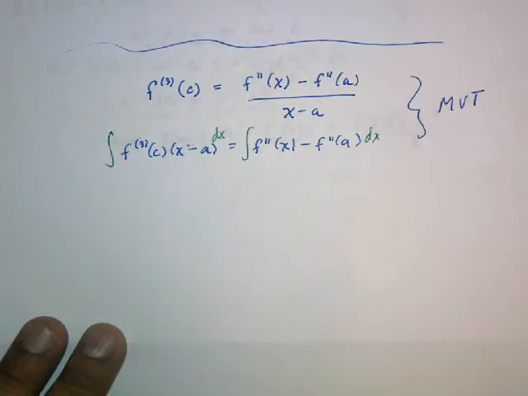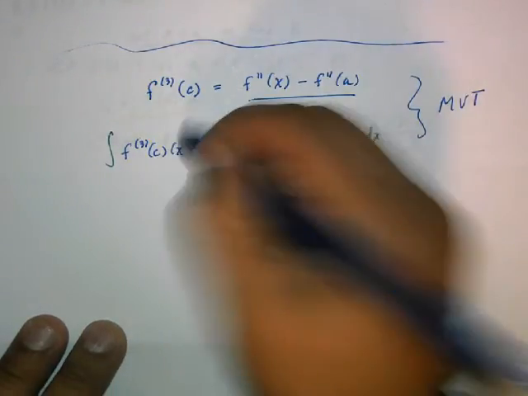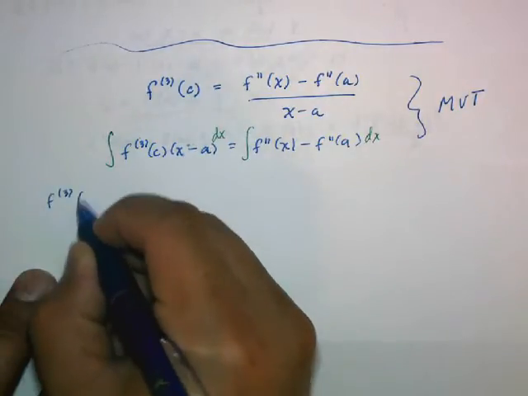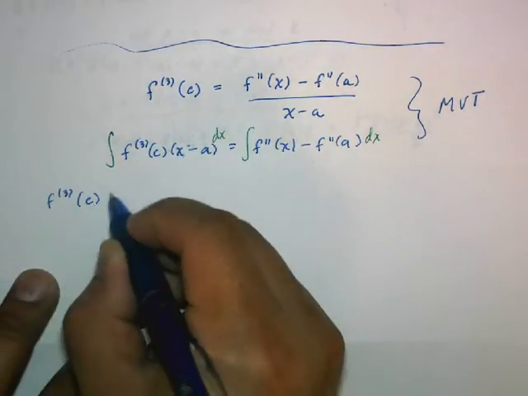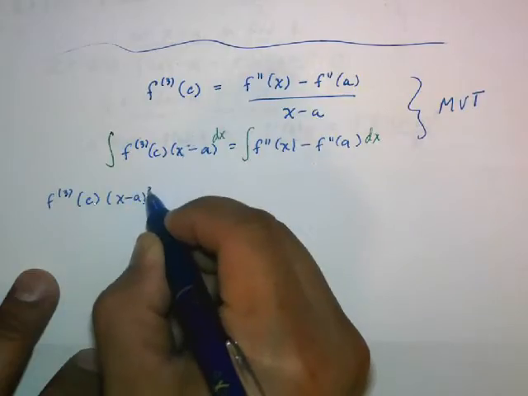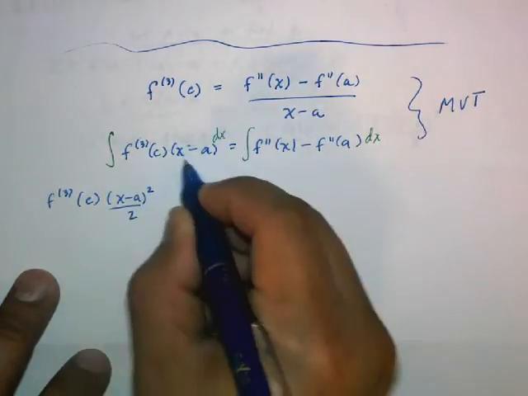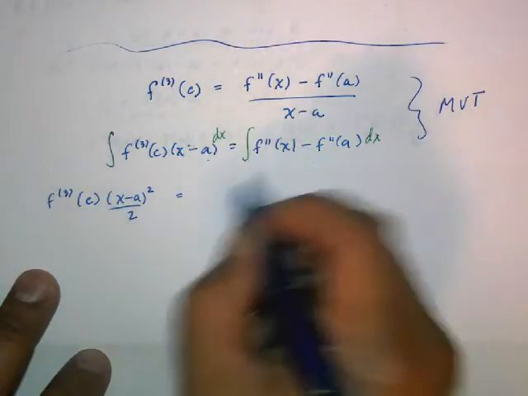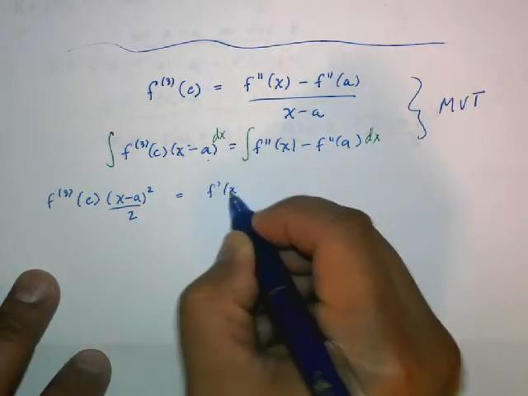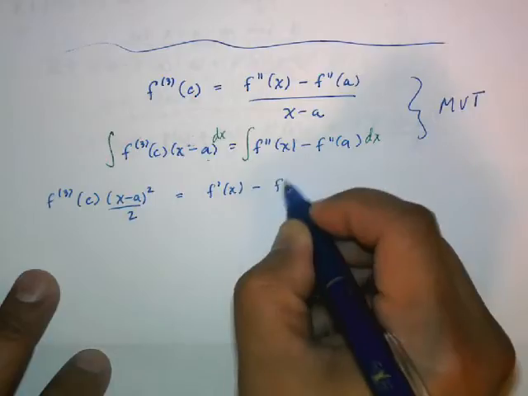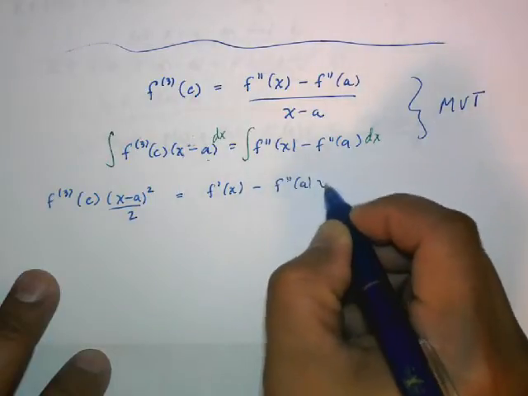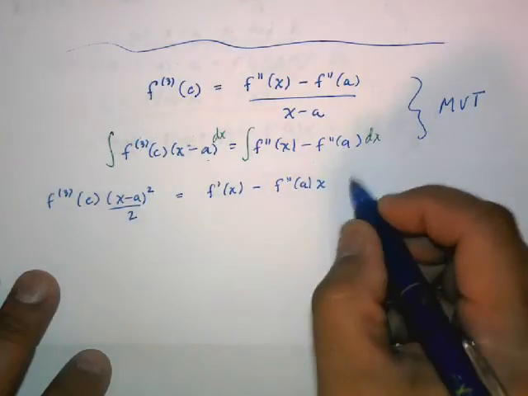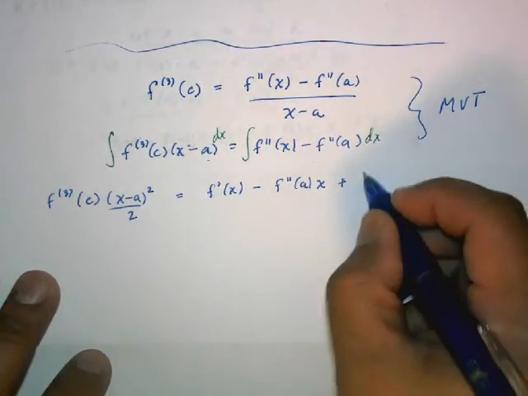Okay. And when I do that, I'm going to do this quite quick. On the left side, I get the third derivative of f at c, because that's a constant, times x minus a quantity squared over 2, so that's the antiderivative of this part, is equal to the antiderivative of the second derivative, so that's just f prime, minus f double prime of a times x, because f double prime of a is a constant, plus a constant, so k.